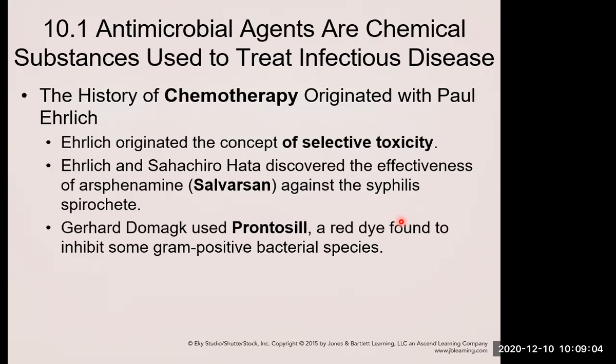I said a couple decades later, that applies to this slide here. So after Ehrlich developed salvarsan, there was a German scientist, Domagk, I think I'm pronouncing that correctly, who developed Prontosil. It was a red dye, and it was effective against some gram-positive bacteria. These aren't hugely important. Again, I don't need you to memorize Prontosil. I don't need you to memorize salvarsan.